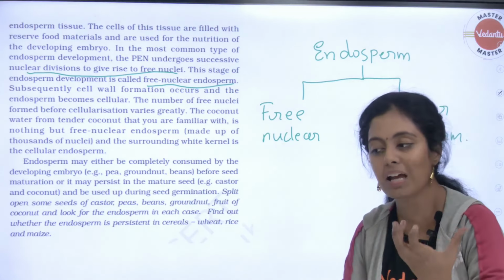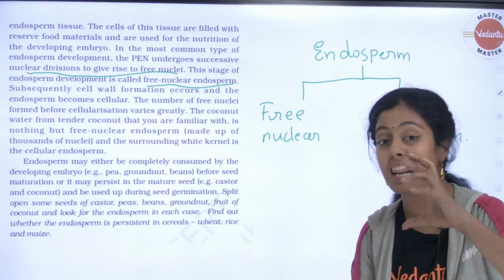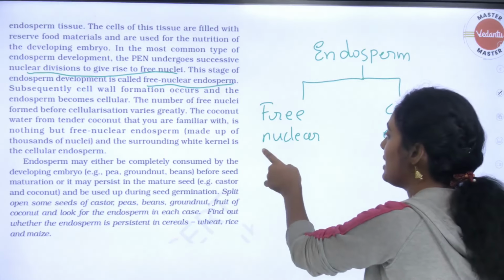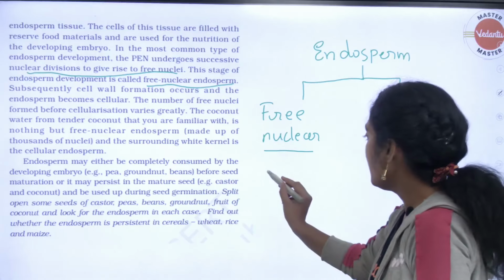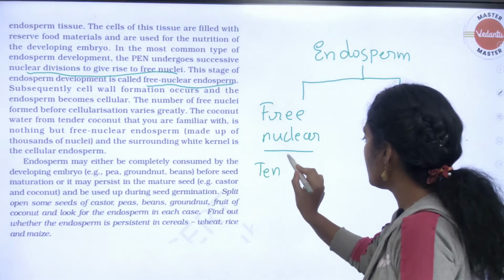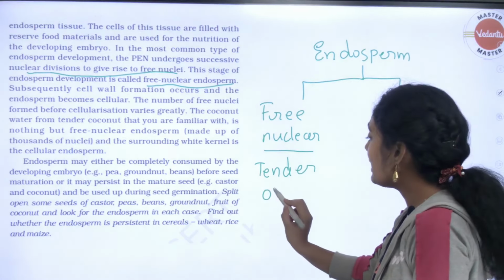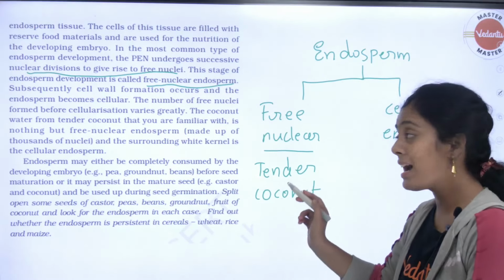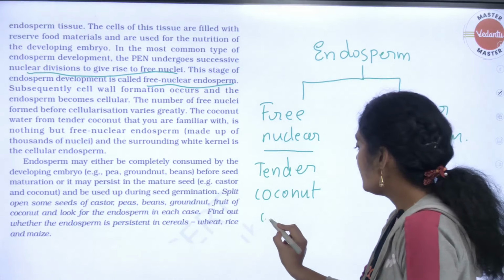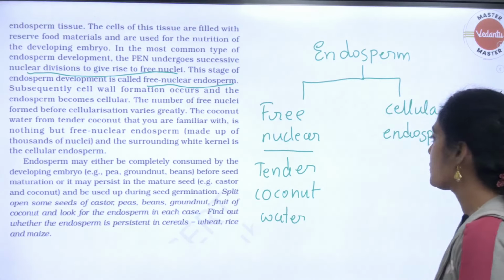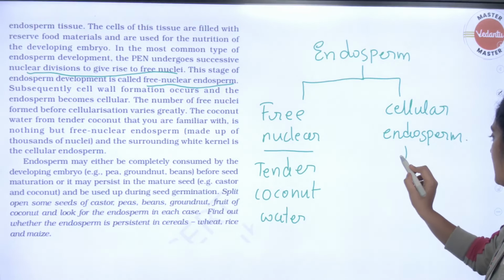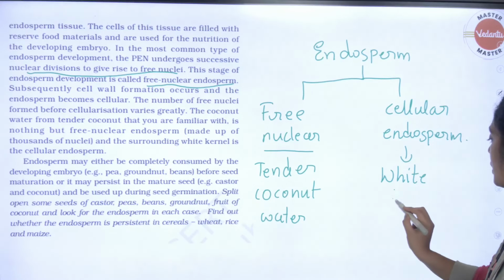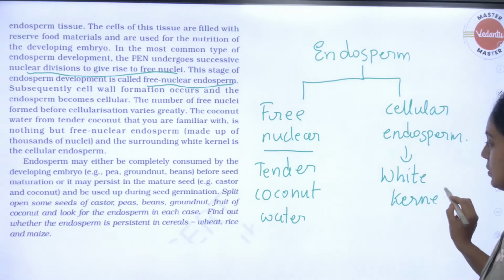Okay, so take for example your tender coconut. If you take your tender coconut, the tender coconut water that you have, that is basically your free nuclear endosperm. That's why they say that tender coconut water is very, very rich in nutrients, because it has free nuclear endosperm. They can ask you, what are the two types of endosperm? If you take cellular endosperm, you have your white kernel, which is like the thick coconut meat. So that is your cellular endosperm.